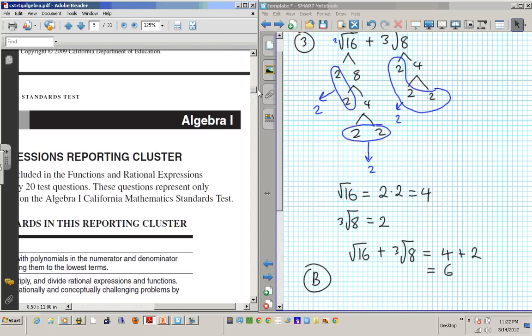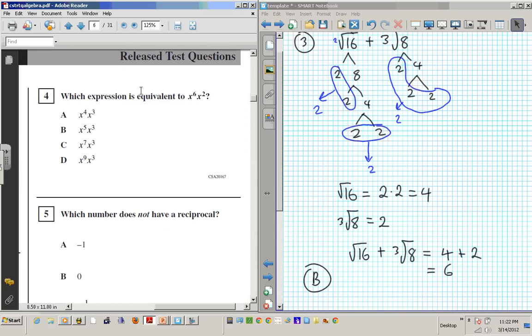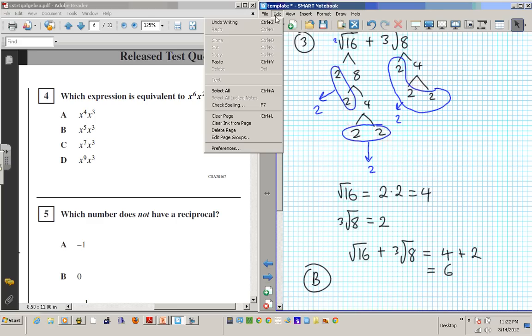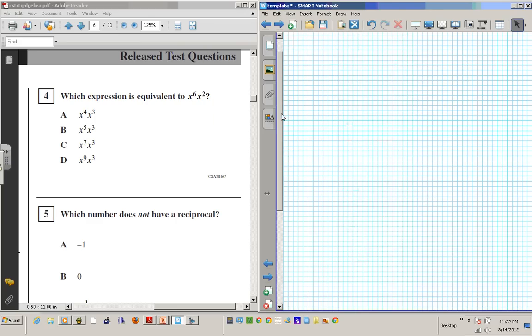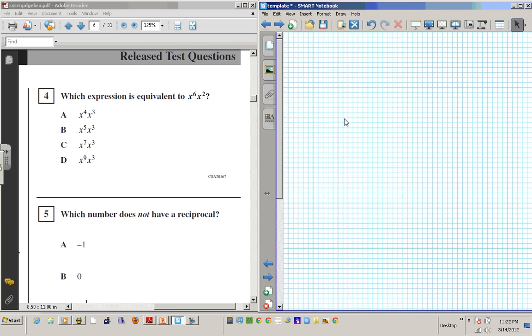Number 4, it says which is equivalent to this expression right here. That one is testing your knowledge of the multiplication rule for exponents. Okay, so for number 4, the rule you want to remember is a to the x times a to the y. When you're multiplying two exponents with the same base, you simply add the exponents. If it's division, you subtract, okay? So in this case, we have x to the 6 times x squared, which is x to the 6 plus 2, x to the 8.